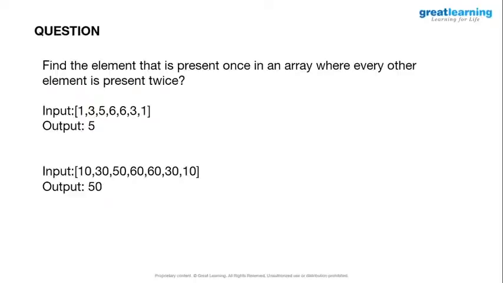Cool. So this is the question: find the element that is present once in an array where every other element is present twice.